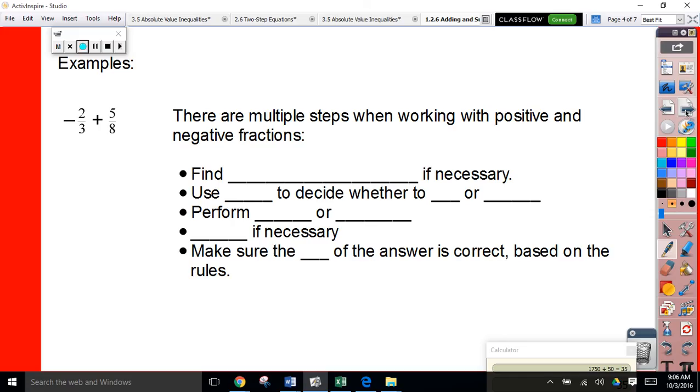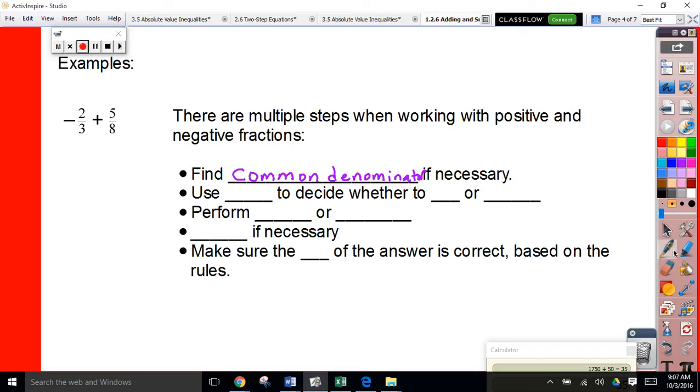Okay. When we are working with positive and negative fractions, there are a lot of steps that we have to go through. Not only do we have to go through all of the steps that we have to go through when we do normal fractions, but we also have to think about the signs. So the first thing is you need to find a common denominator, if necessary. And it's useful for that to be your first step because sometimes it's hard to tell which fraction is bigger if they don't have a common denominator. So that helps us see that.